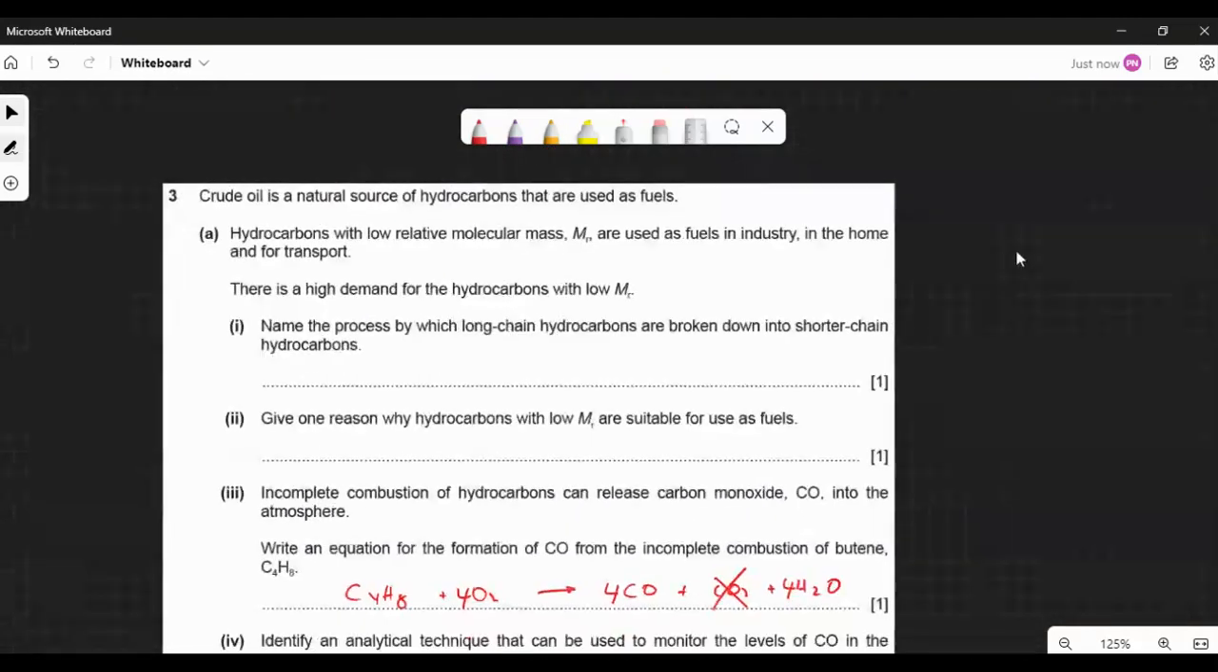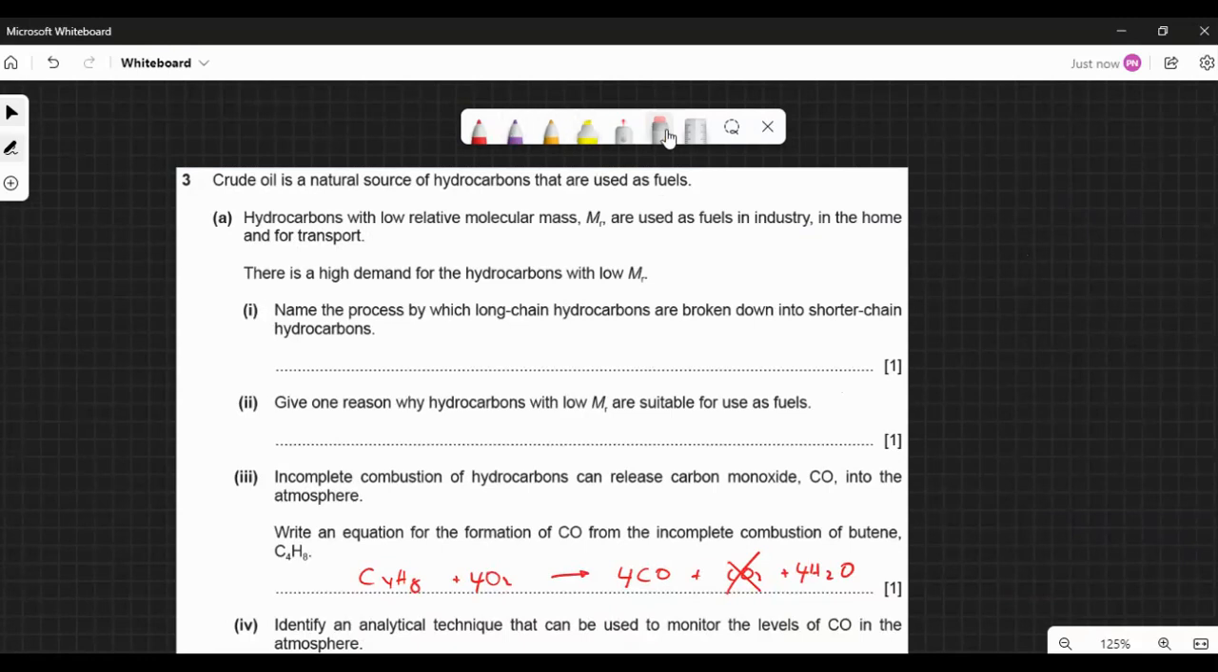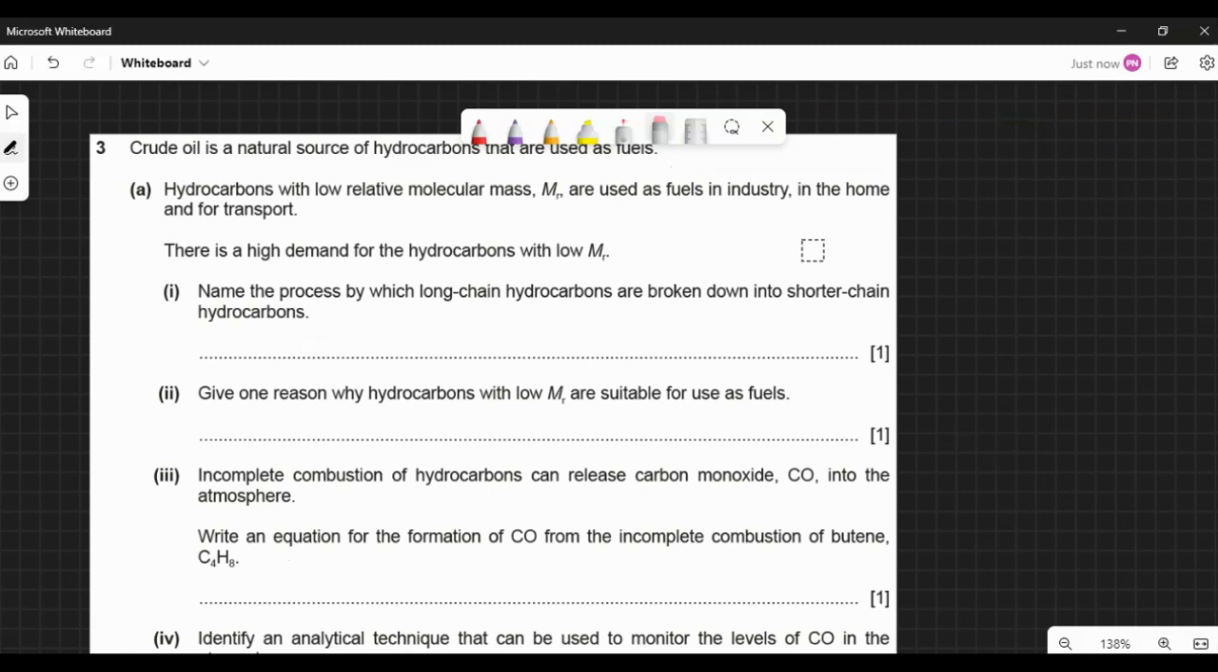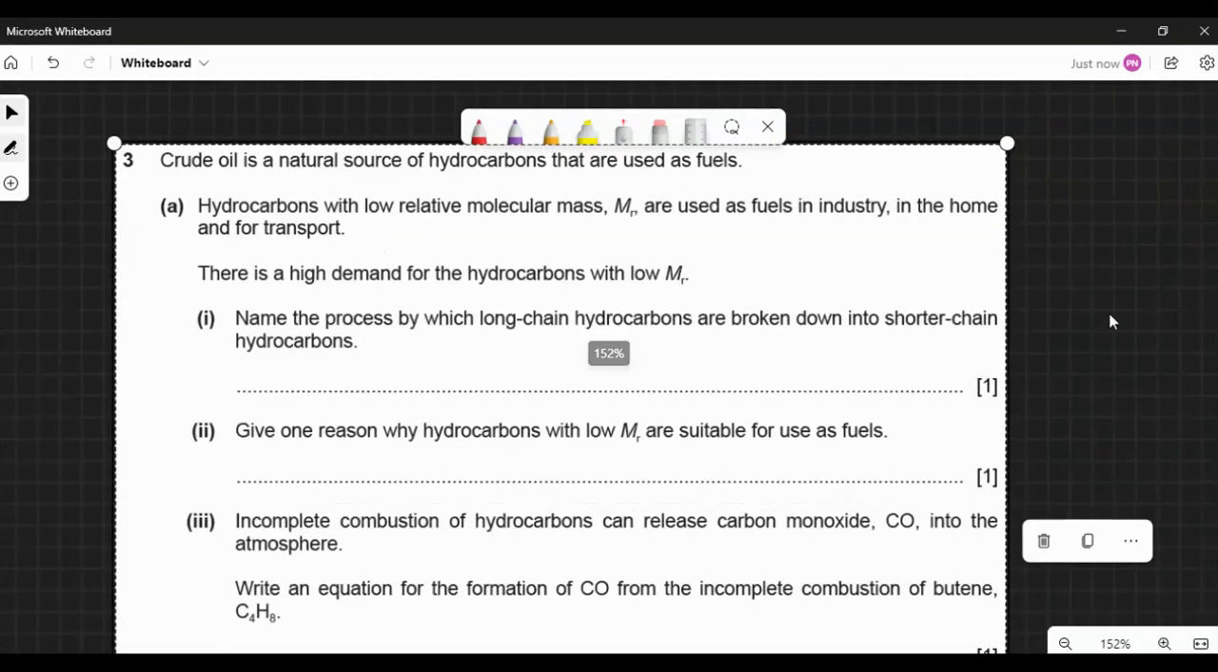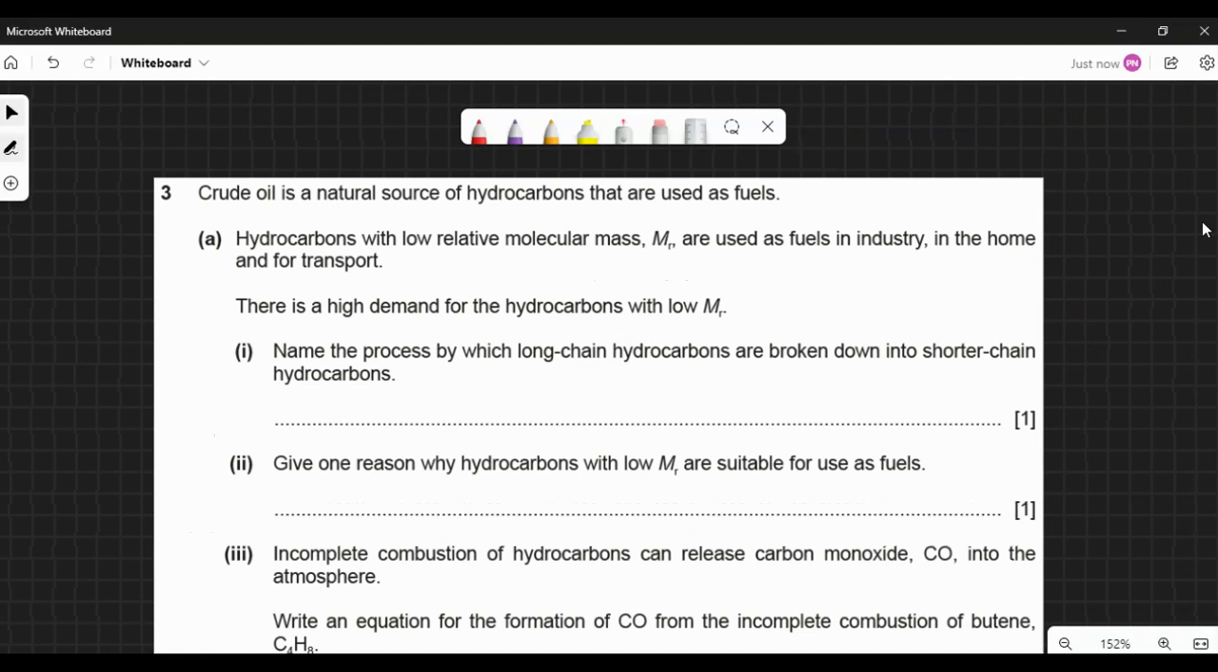Okay, next one. Crude oil is a natural source of hydrocarbons that are used as fuels. Hydrocarbons with a low relative molecular mass are used in the fuel industry, in home, and for transport. There is a high demand for the hydrocarbons with low molecular mass. Okay, we've got to figure that out in a minute, but they want a low molecular mass, which is a good thing. Name the process by which long hydrocarbons are broken up into small ones. That's cracking. Yeah, so we can put cracking there.